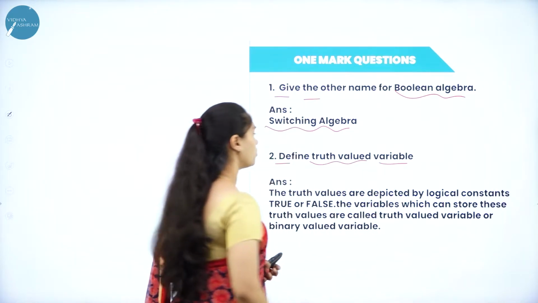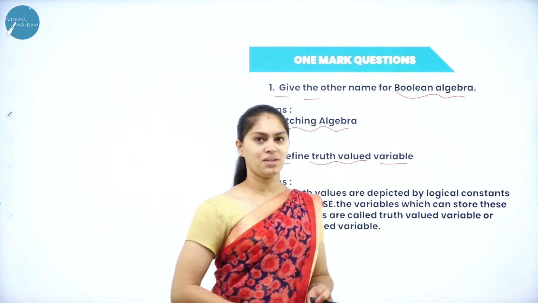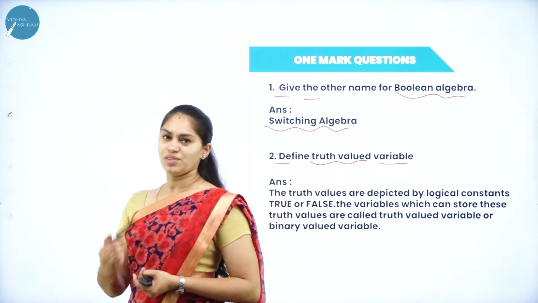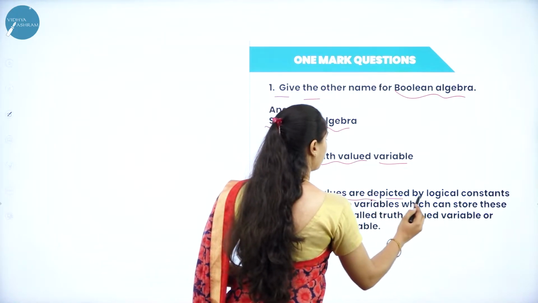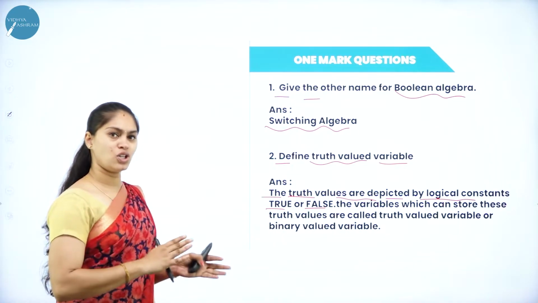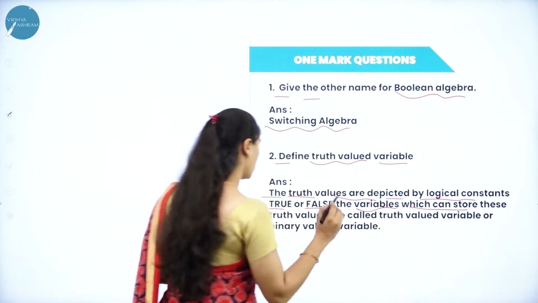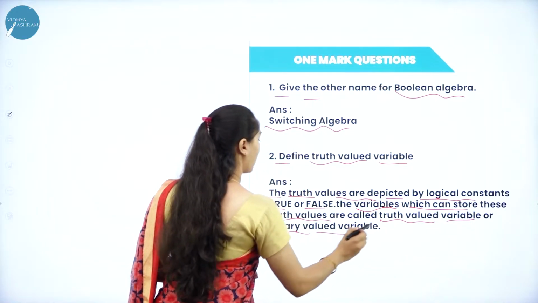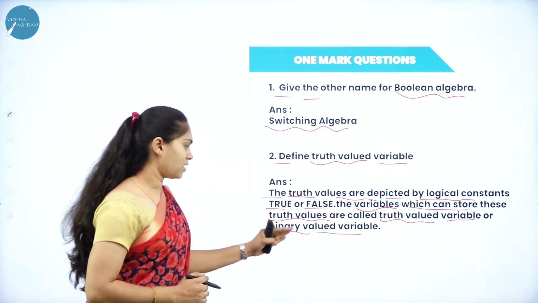What is the second question? Define truth valued variable. As we all know, a variable in this Boolean Algebra chapter deals with only zeros and ones. If it is 0, that is false. If it is 1, that is true. So the truth values are depicted by logical constants, true or false. These truth values have only true or false. The variables which can store these truth values are called truth valued variables or binary valued variables.